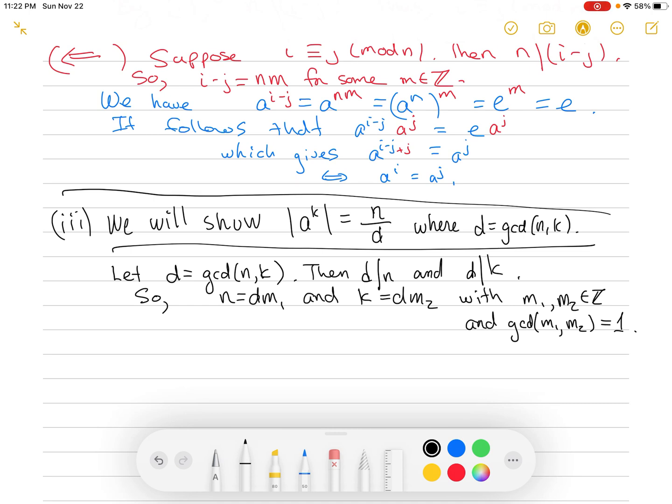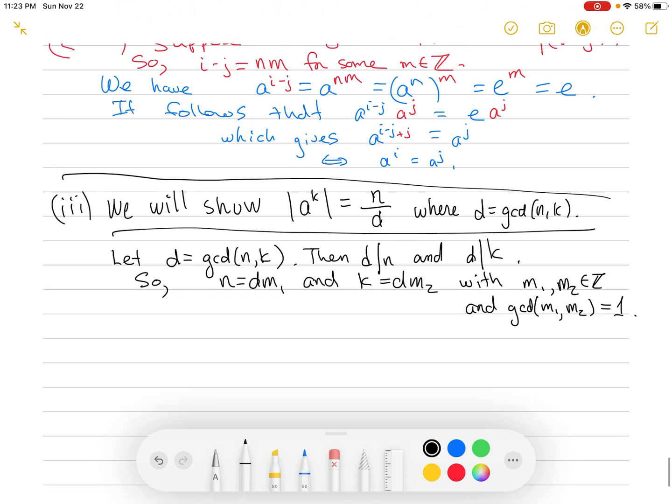Why is that? Why are m1 and m2 relatively prime? Remember the greatest common divisor of n and k is d. So we're taking out everything in common between n and k by d. d is everything that's in common between n and k. So what's not in common is m1 and m2. So they're relatively prime. Keep that in mind. That's going to be important later down the road.